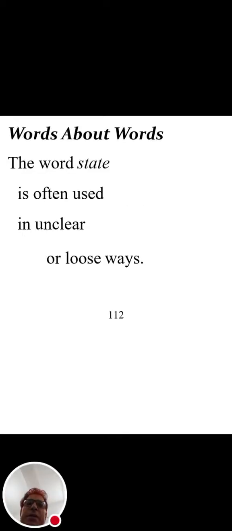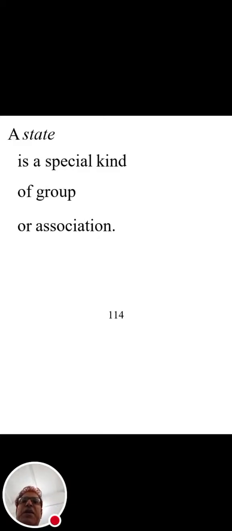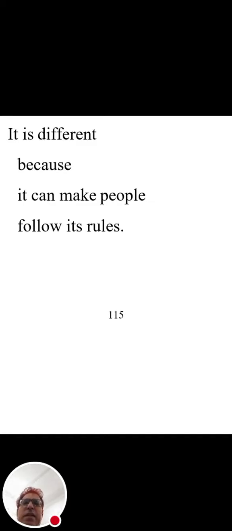Words about words. Here, Robert Dahl is discussing the word state. He says the word state is often used in unclear, loose ways. So let me explain what I mean by it. Robert Dahl says, I explain what I mean by the word state. A state is a special kind of group, or a special kind of association. It is different because it can make people follow its rules.